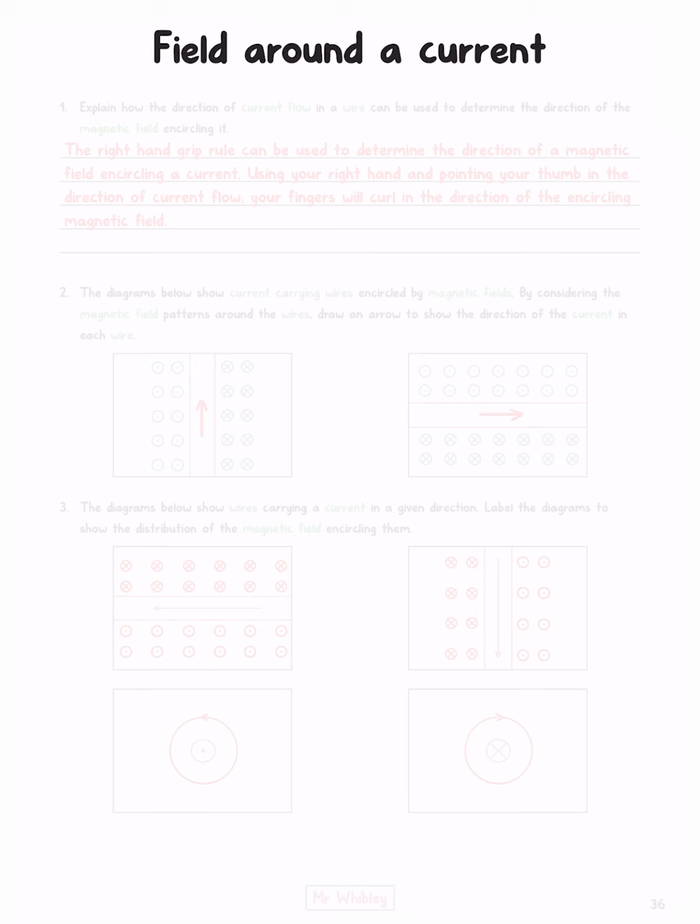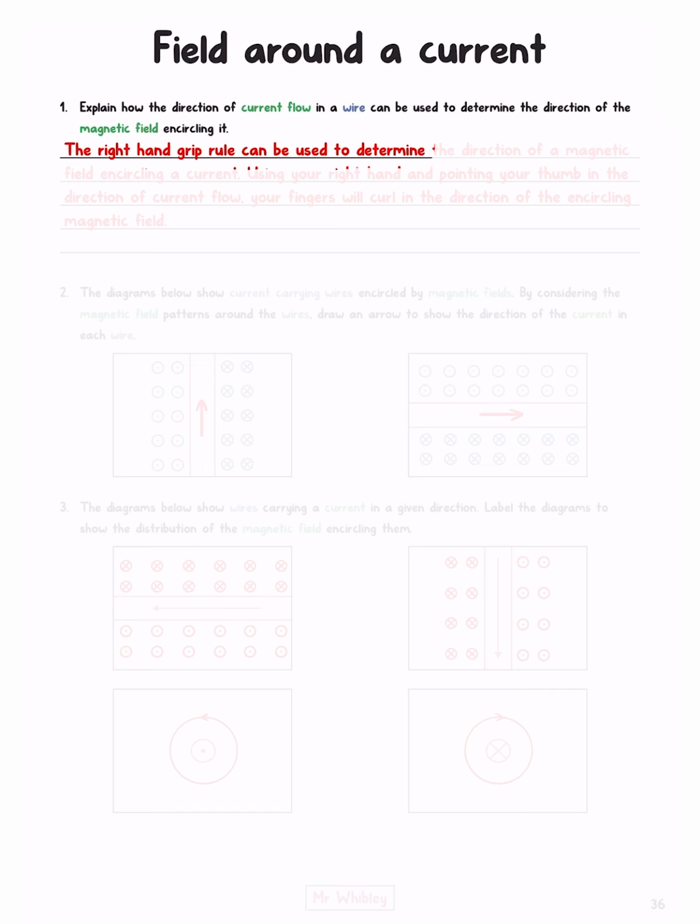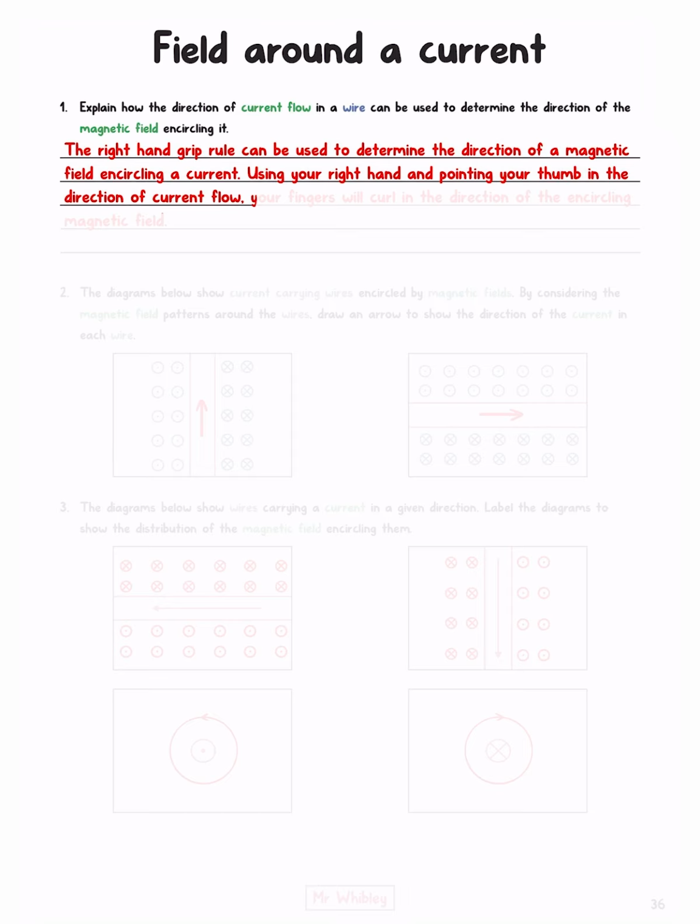Field around a current. Question 1. Explain how the direction of current flow in a wire can be used to determine the direction of the magnetic field encircling it. The right-hand grip rule can be used to determine the direction of a magnetic field encircling a current. Using your right hand and pointing your thumb in the direction of the current flow, your fingers will curl in the direction of the encircling magnetic field, as we're about to demonstrate in some of the examples below.